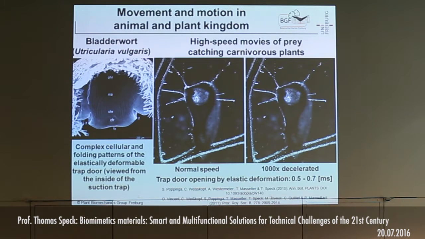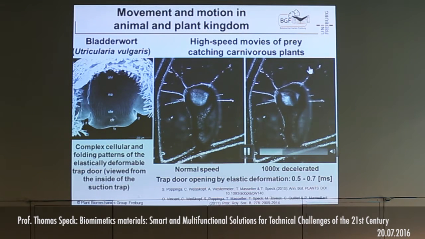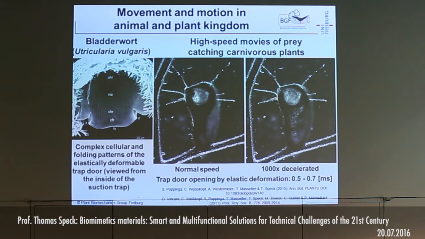And here you see movements of this trapdoor. First I show you the normal velocity, and you will see nothing, I think, or nearly nothing, because it's pretty fast. The trapdoor opening takes place between 0.5 and 0.7 milliseconds. This is a deceleration by a factor of 1,000, and here you see the complex movement of the trapdoor.